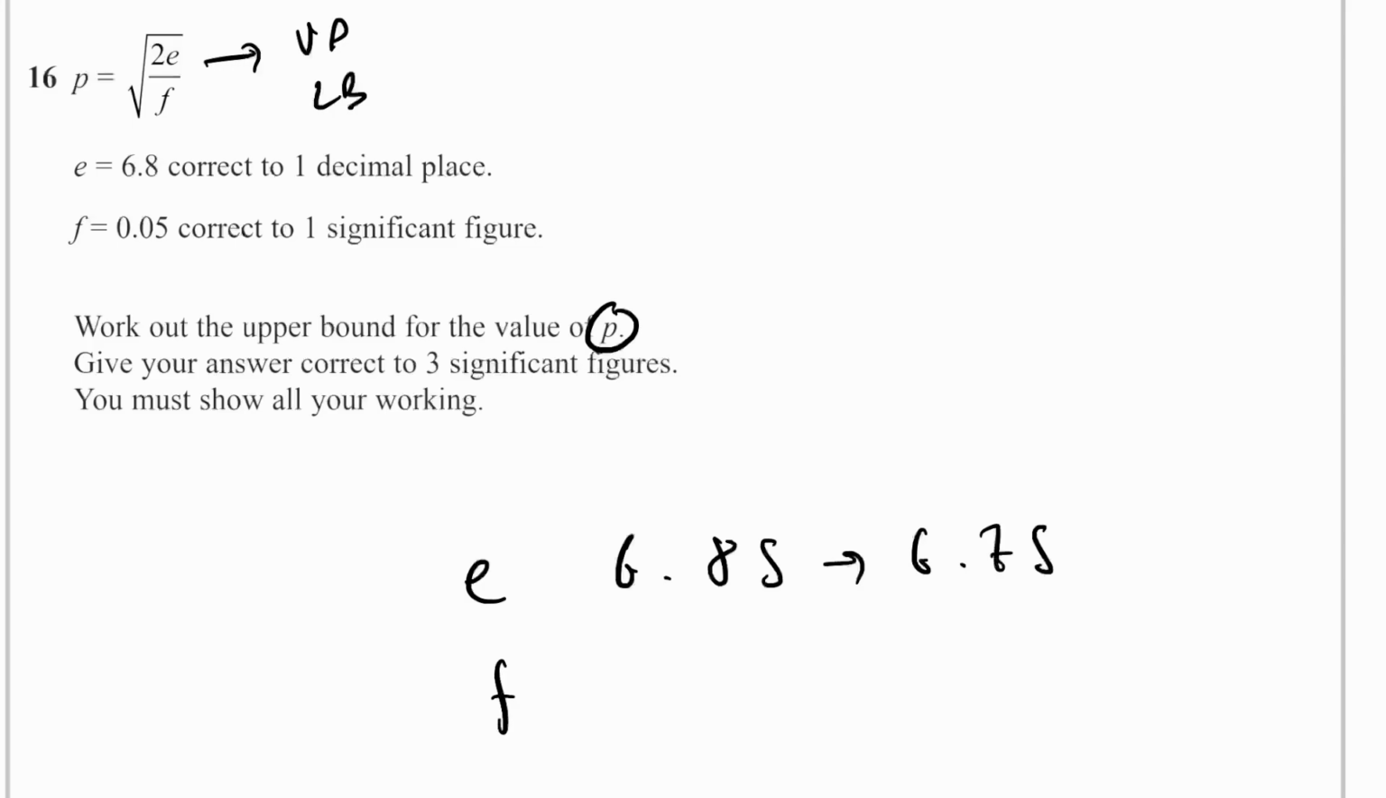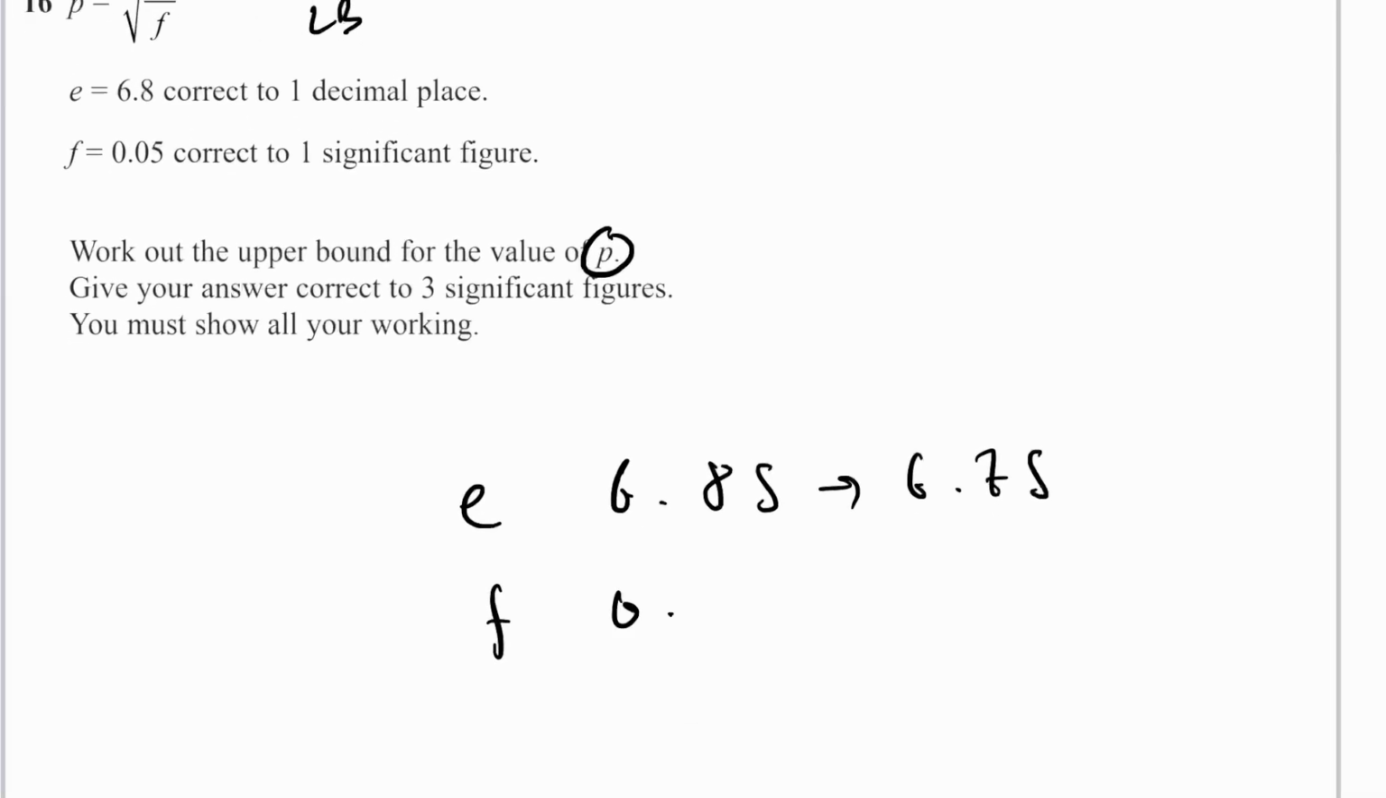So f, because it's correct to 1 significant figure, could be 0.055, or it could be as little as 0.045, and you round it up to 1 significant figure. Okay, so again, the same reasoning there.